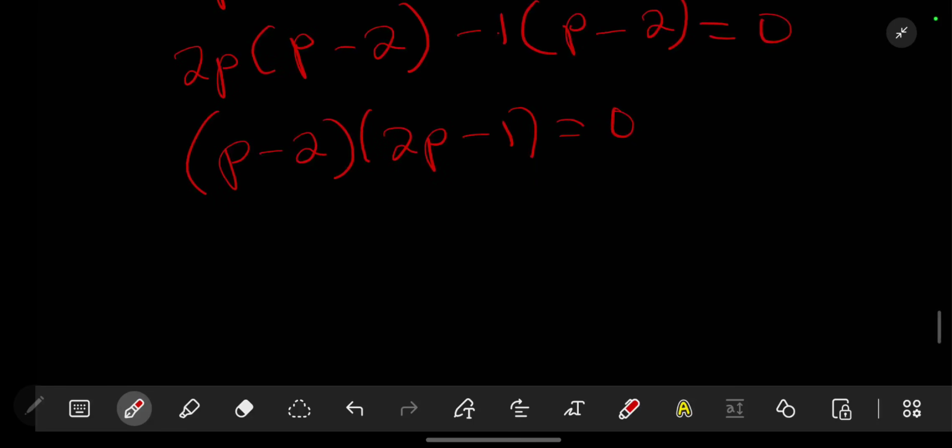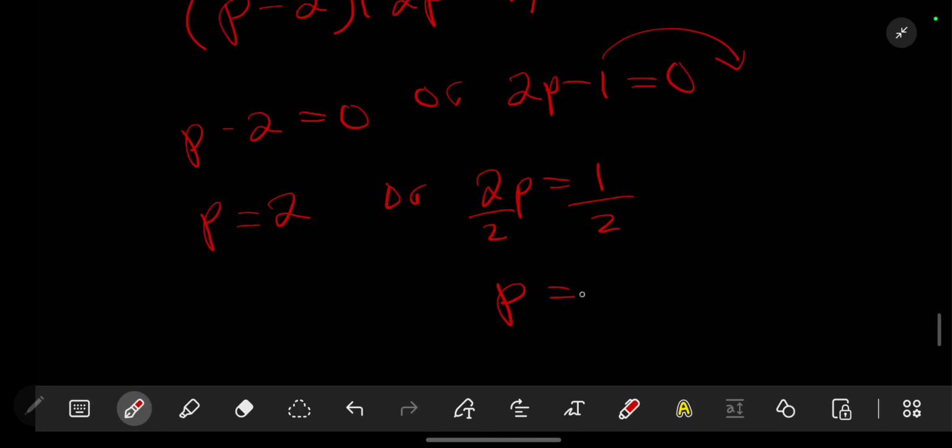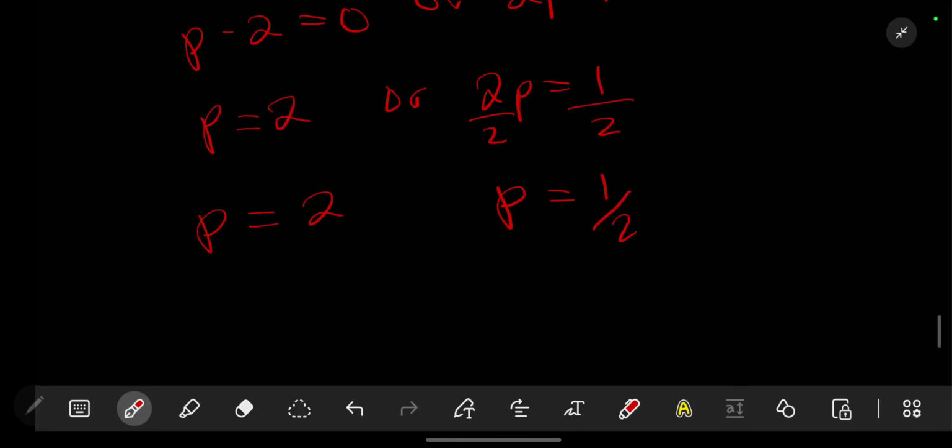So it's either p minus 2 is equal to 0 or 2p minus 1 is equal to 0. So that means p is equal to 2, or 2p should be equal to positive 1 if 1 goes this side. We divide by 2 on both sides, so p should be equal to 1 over 2. Or p should be equal to positive 2.